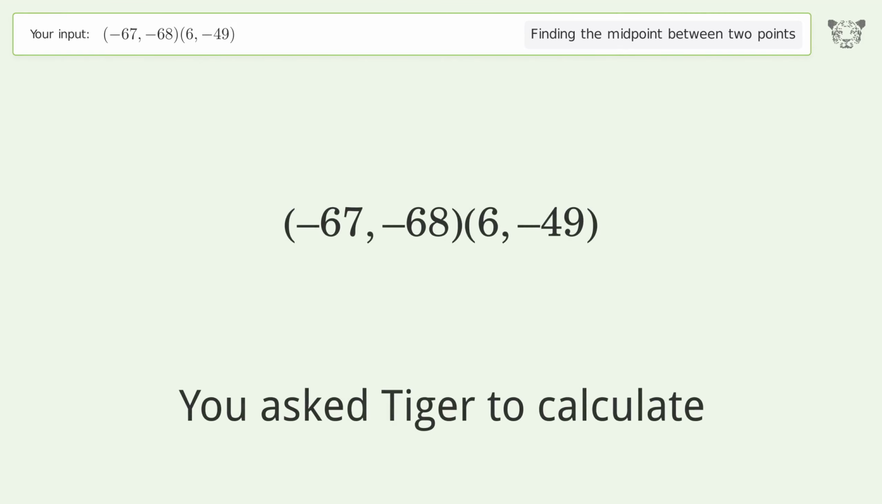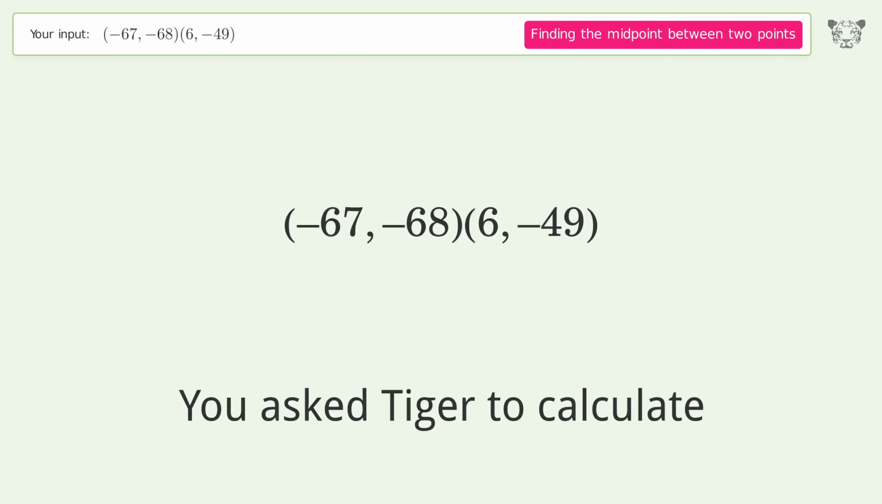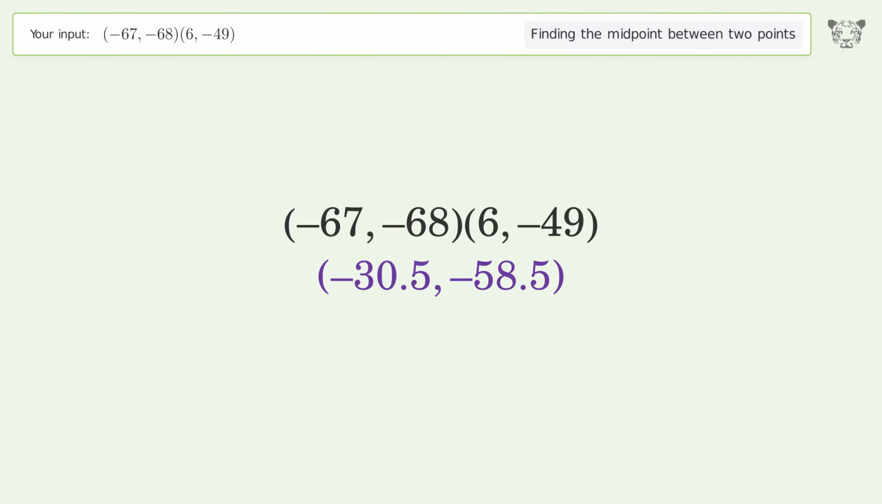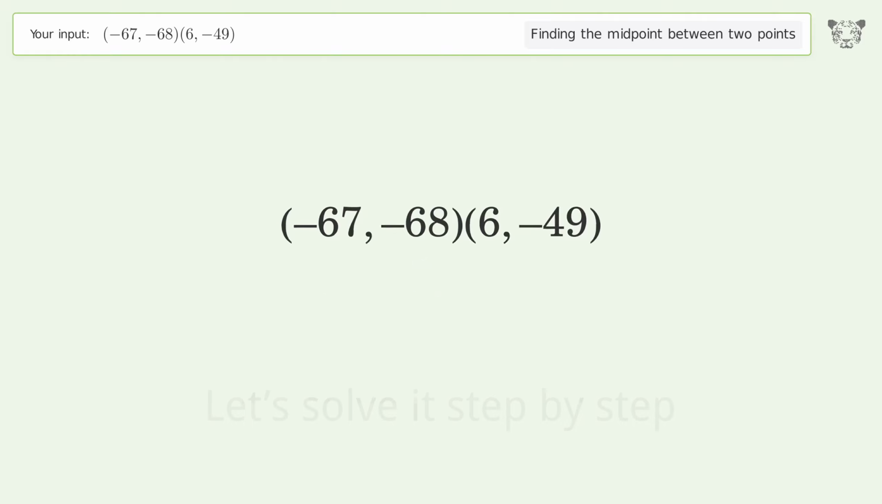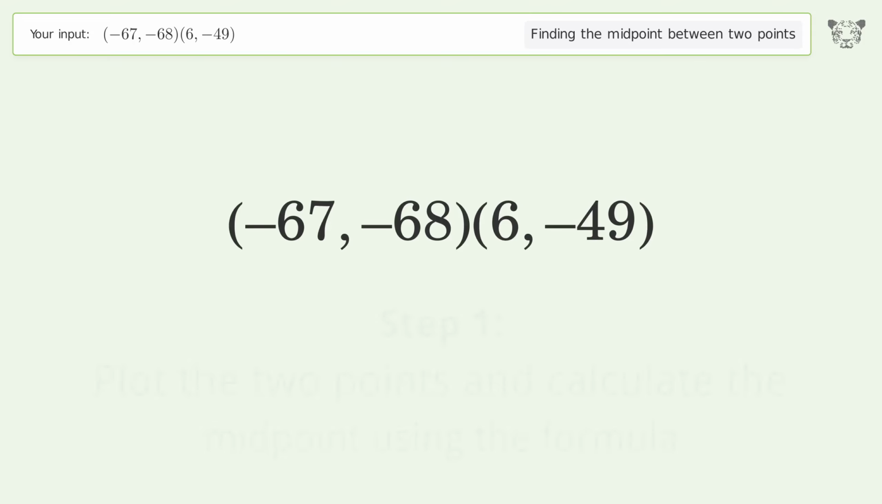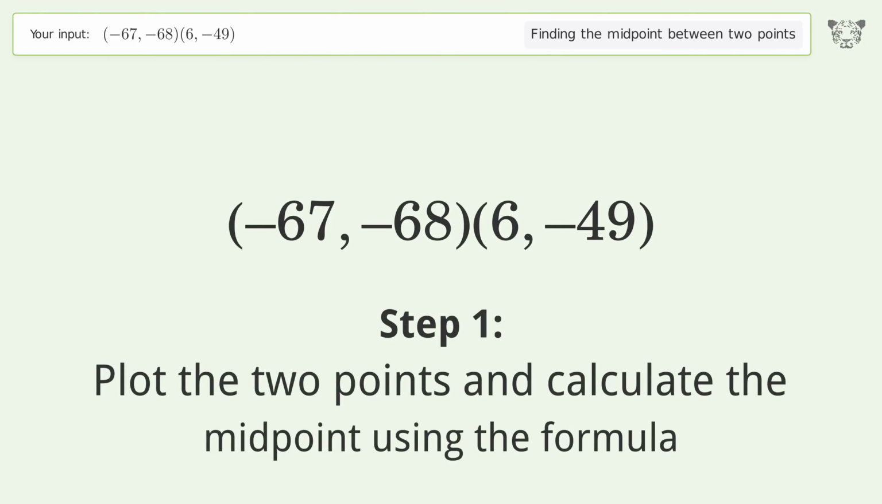You ask Tiger to calculate. This deals with finding the midpoint between 2 points. The midpoint between the 2 points is -30.5, -58.5. Let's solve it step by step. Plot the 2 points and calculate the midpoint using the formula.